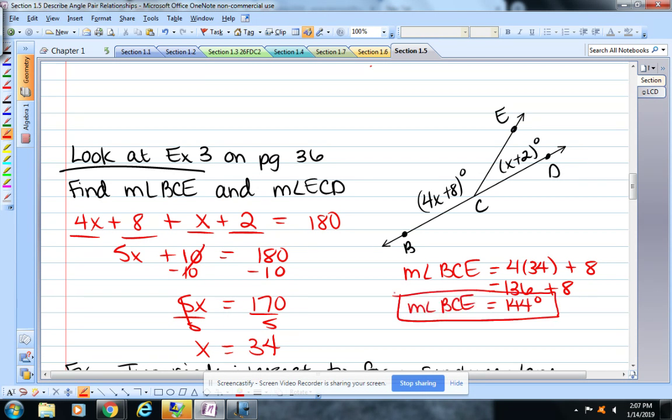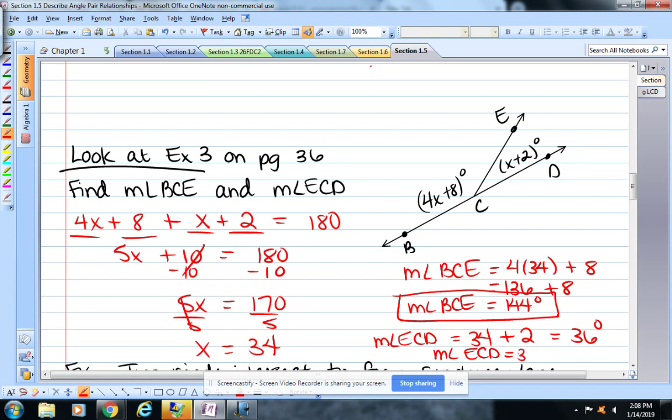That's what that little m means in front of the angle for those of you who aren't here. The little m means the measure of it. Now I also got to find the measure of angle ECD. I can just subtract from 180, can't I? Right? Or I can plug in 34 plus 2, right? Right? That was actually kind of simple. 36 degrees. So the measure of angle ECD, and we need to label our work.